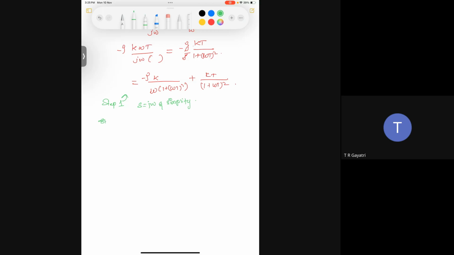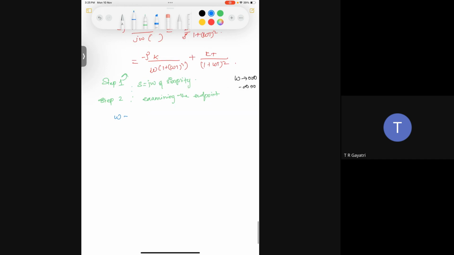Step 2 is examining the endpoints. So we are interested in changing the frequency omega from 0 to infinity, and back from minus infinity to 0, right? So we want to evaluate at each point. First, we'll just check at the endpoints. So what if omega equal to 0 and what if omega equal to infinity? So we will do that analysis.